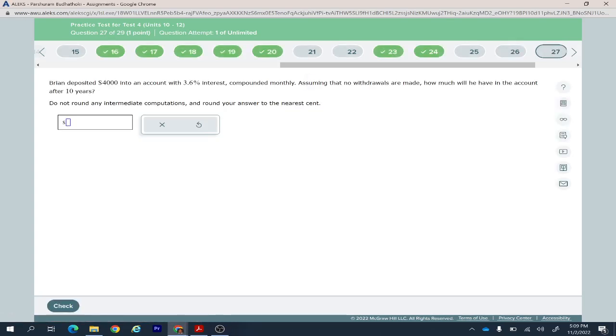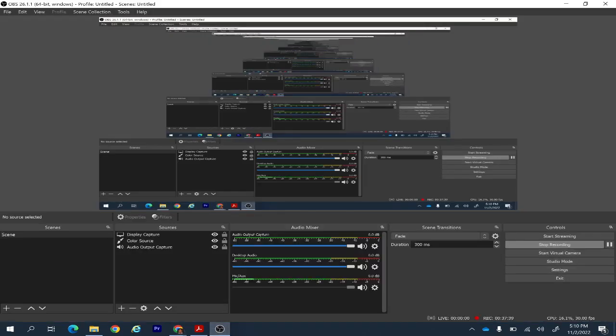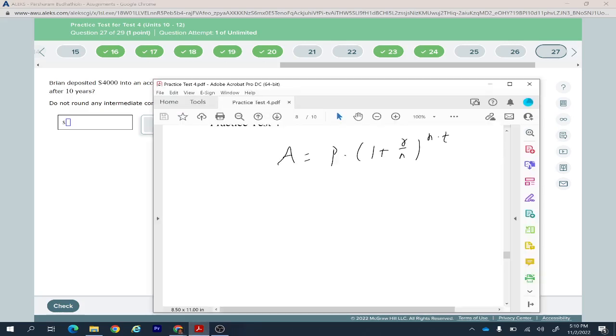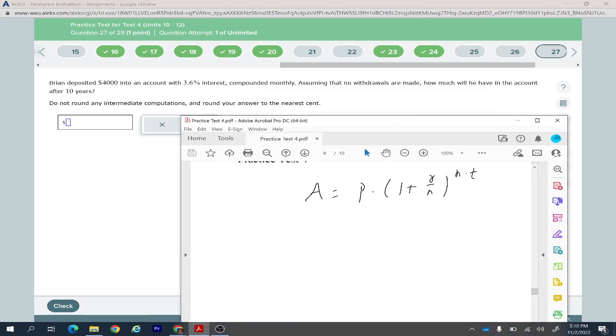Okay, this is an interest problem. This is compounded monthly, so you need to use a formula for this. For this particular problem you have to use the formula. This is the compound n times a year formula.